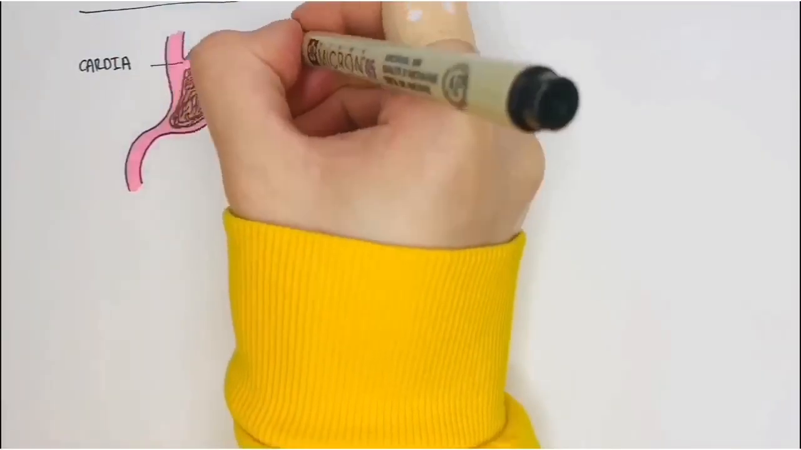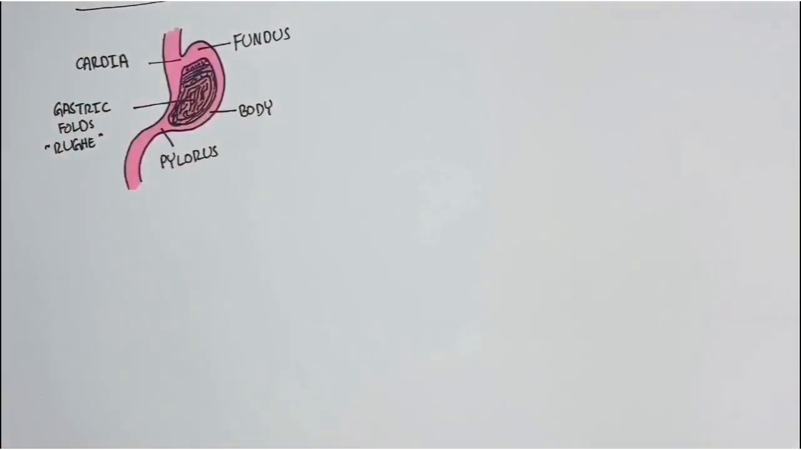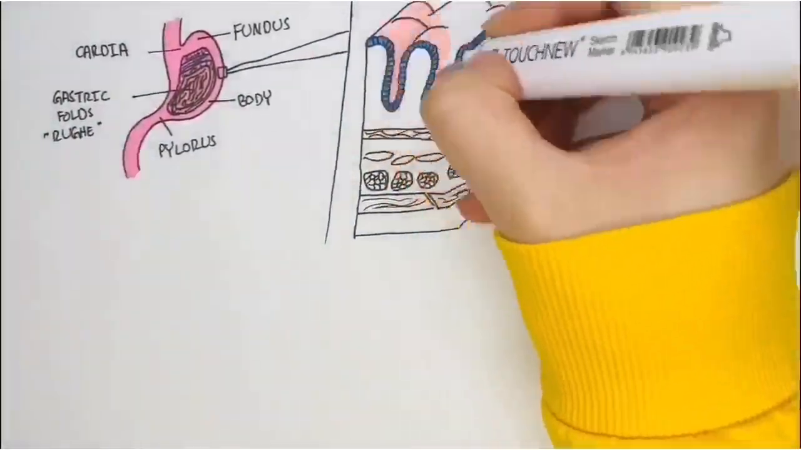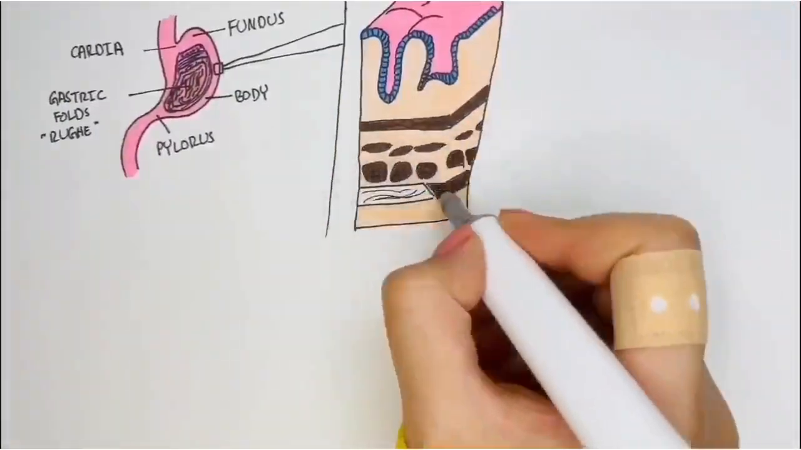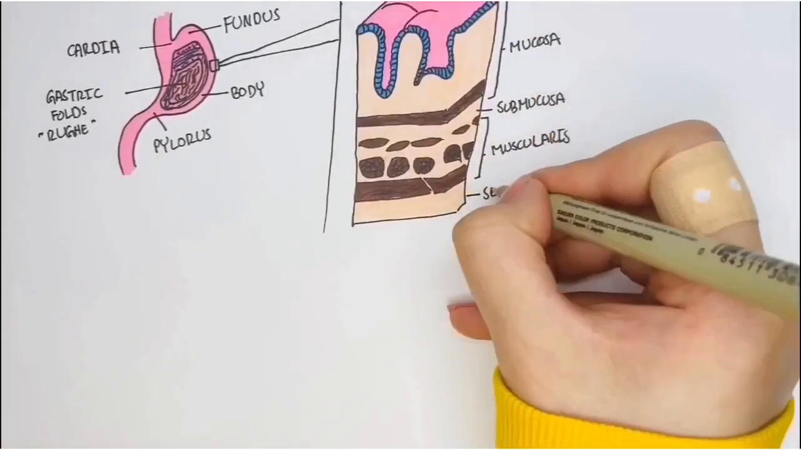Today we'll talk about gastric cells and gastric secretions. There are four major regions of the stomach, which are cardia, fundus, body, and pylorus, all with longitudinal gastric folds called rugae. When taking a cross-section of the stomach's wall, it will appear to have four layers, which are mucosa, submucosa, muscularis, and serosa.